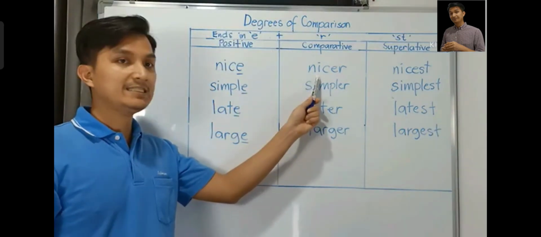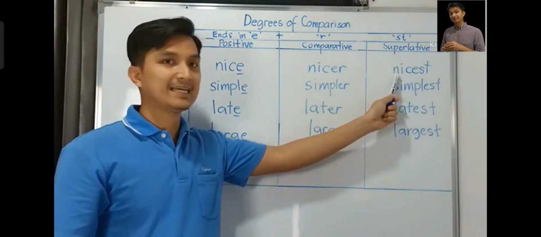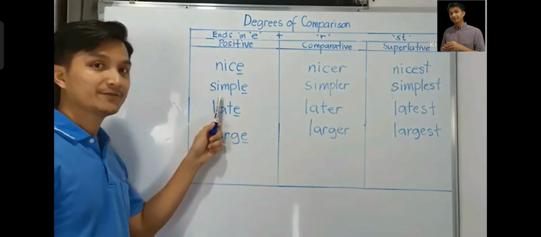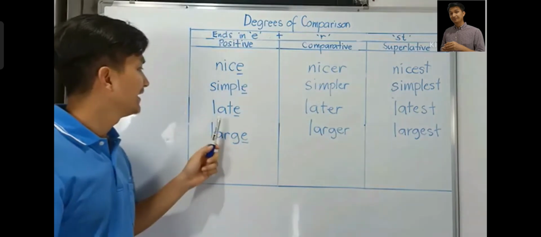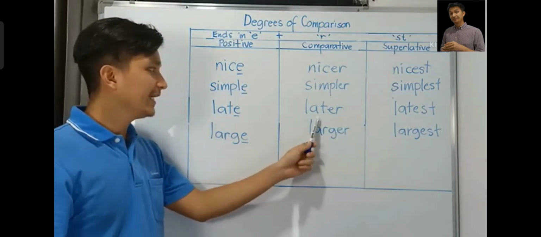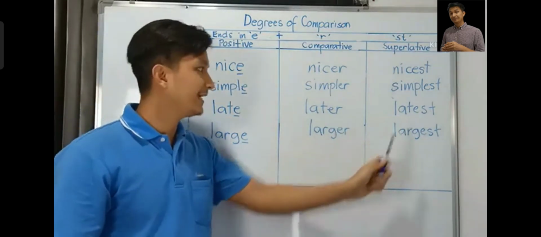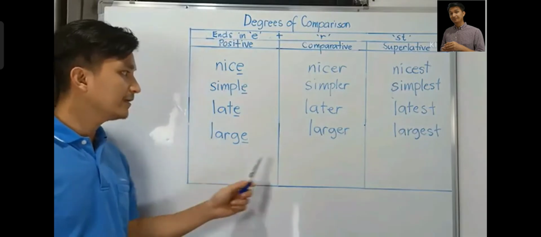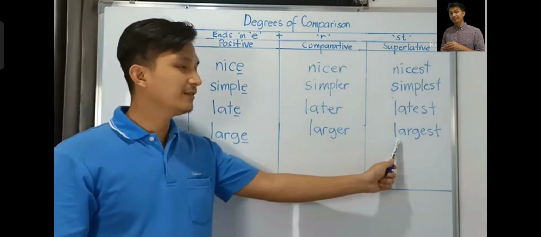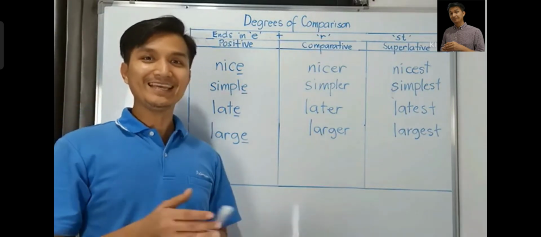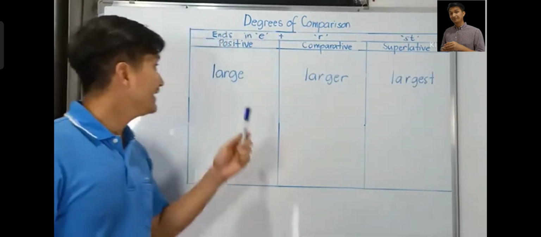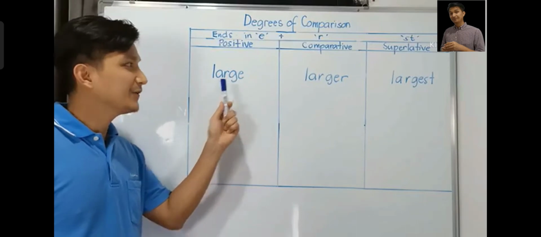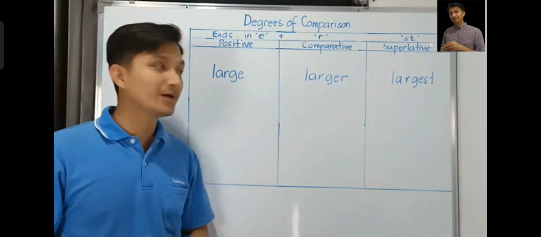Okay? So let's check it over. Nice, nicer, nicest. Simple, simpler, simplest. Late, later, latest. Large, larger, largest. It's very easy.